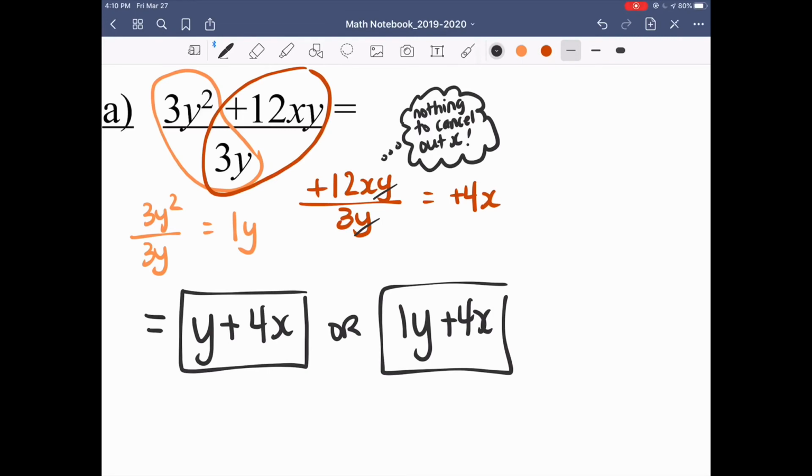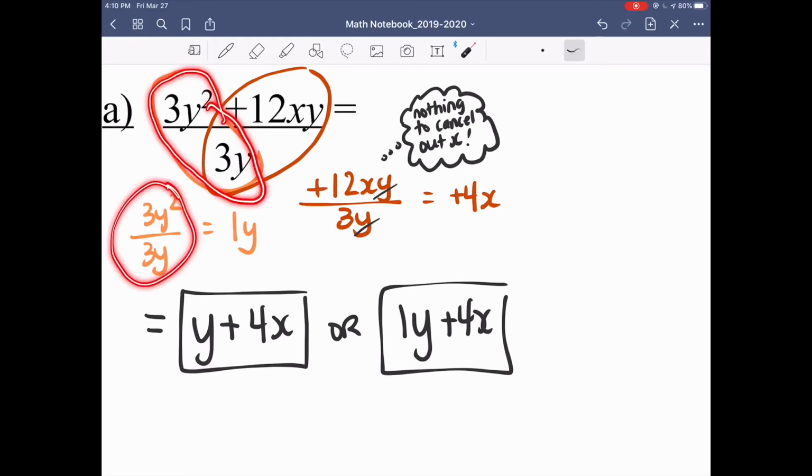Okay, so for the first one, what you should have done first is 3y squared divided by 3y. 3 divided by 3 is 1. y squared divided by y is y. So we got 1y, or just y if you want.